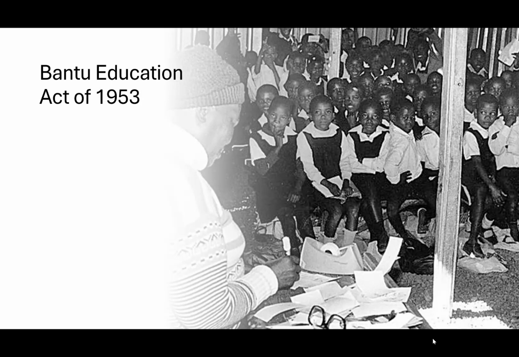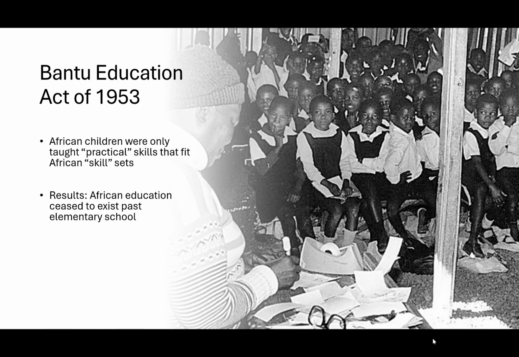Now, the last of the key laws I need you to know is the Bantu Education Act. This was passed by the South African government to protect the educational system, so-called. And if you saw Prime Minister Verwoerd, he actually has a really nasty quote here, talking about the abilities of the African. African children were only taught practical skills that fit the African skill sets. All African education ceased to exist past elementary school.